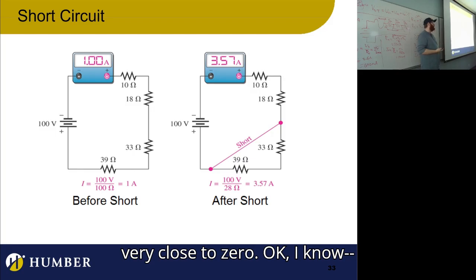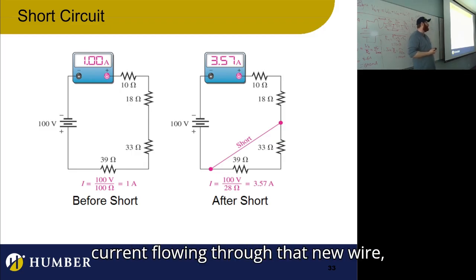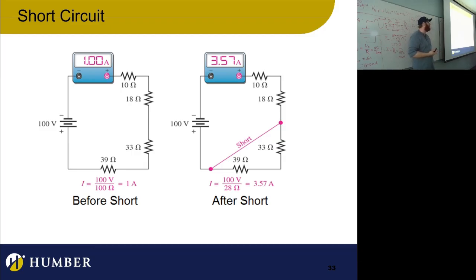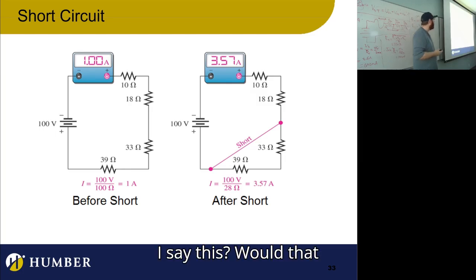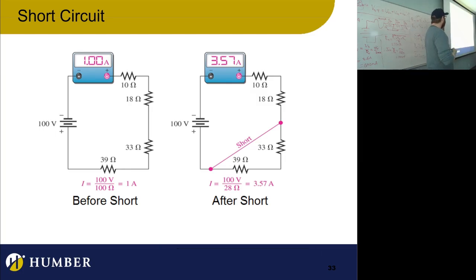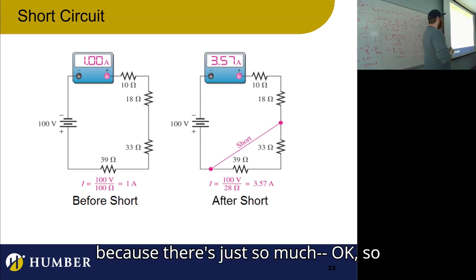So, okay, I know. Let me just get this out. So, if that's true, and there's tons of current flowing through that new wire, and the wire melts and whatever, and it turns to plasma, what would that kind of cause? Would that, how do I say this, would that induce the current in the rest of the circuit? Because there's just so much.